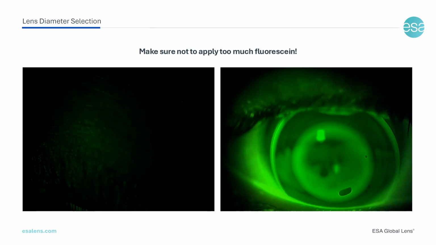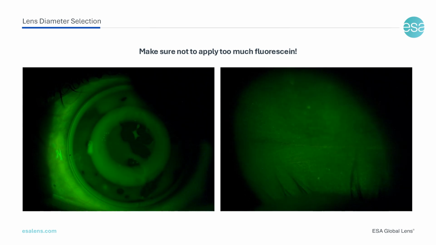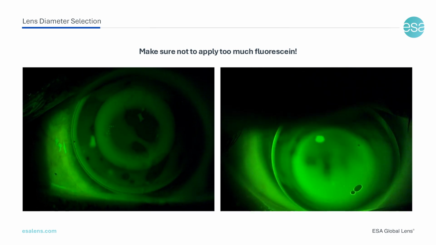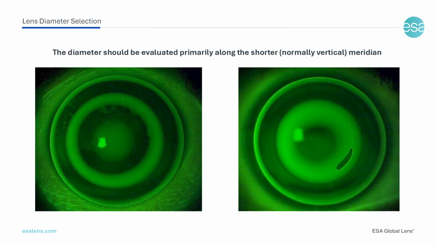An oversaturated tear film reduces visual contrast and obscures the precise transition between the transparent peripheral cornea and the limbus. The diameters should be evaluated primarily along the vertical, the shorter, meridian. Because the vertical corneal diameter is typically smaller than the horizontal, this meridian represents the highest risk for limbal impingement. As emphasized previously, maintaining clearance in this zone is important for protecting the limbal stem cells.